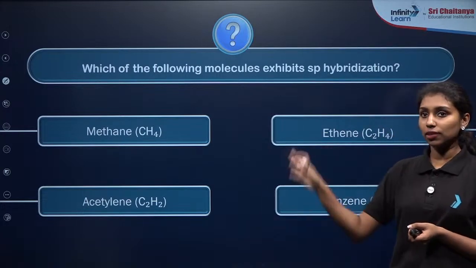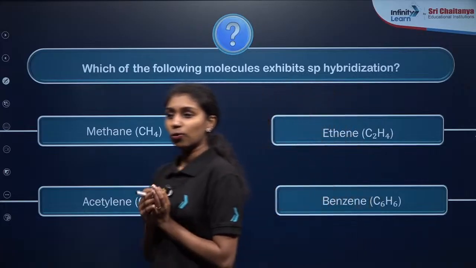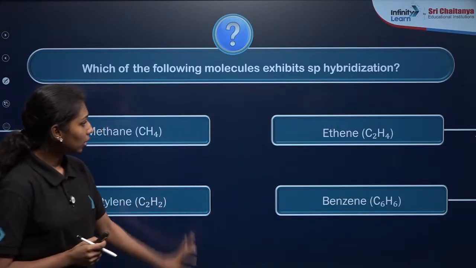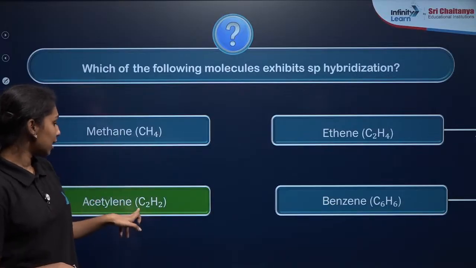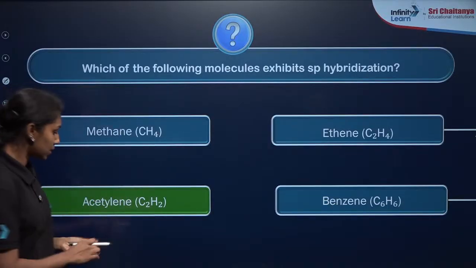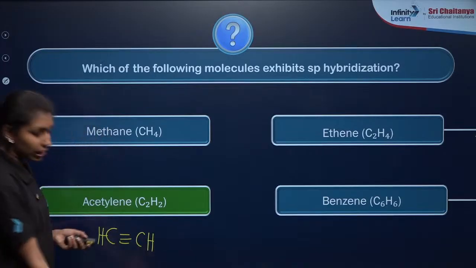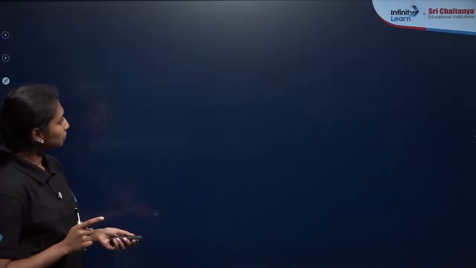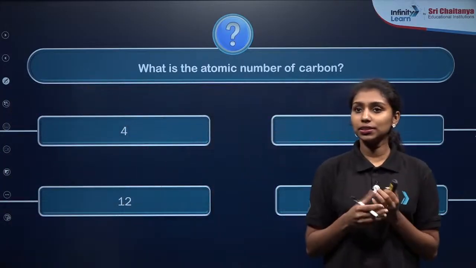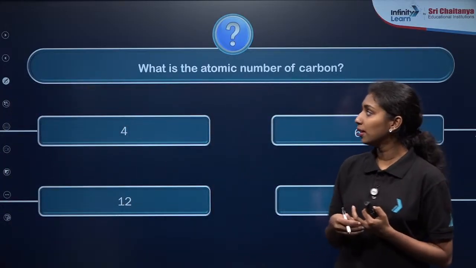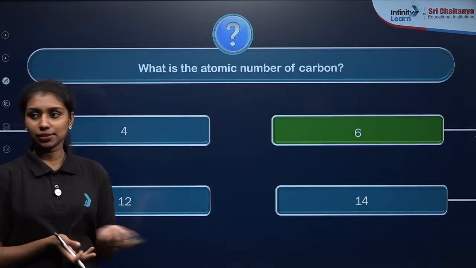We have given the structure along with the hybridization. Watch the recorded session after completing this. Go through the practice questions. So what is our answer here? The acetylene molecule, C2H2, because it has a CH triple bond CH, right? The structure is already given, just go through that. The next question, what is the atomic number of carbon? Simple question, right? Yes, option B, 6.